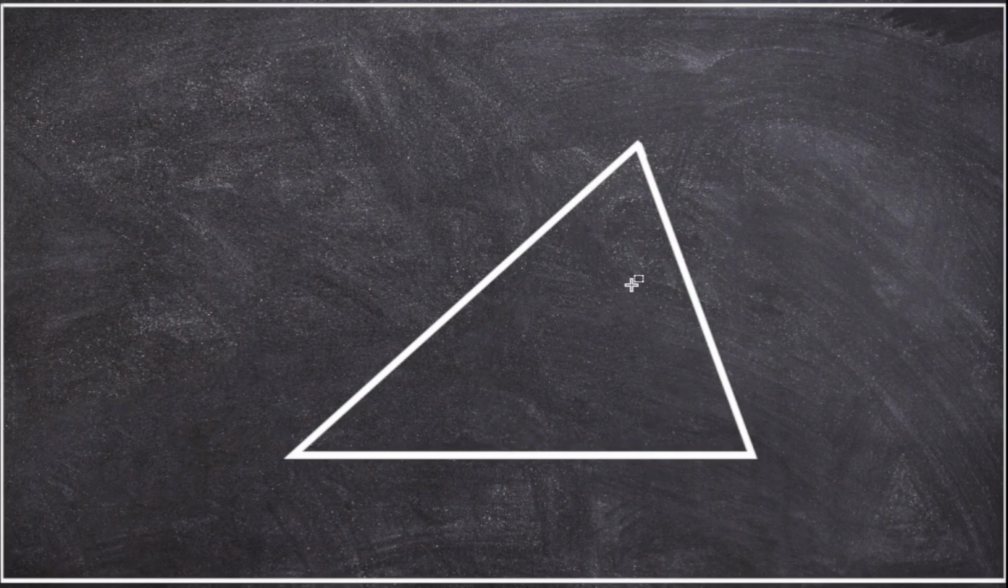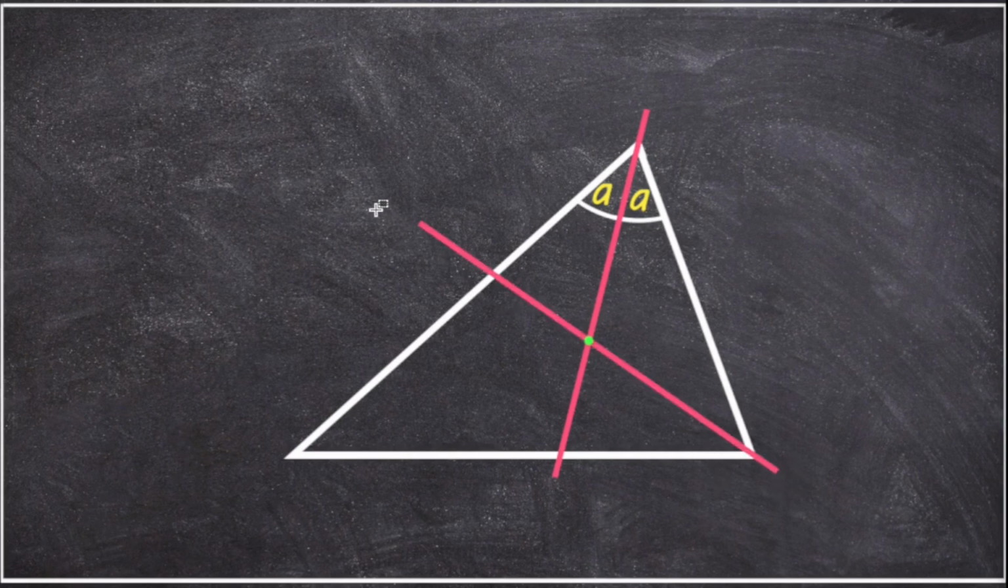We start by picking one of the angles. Let's select the top angle, and we draw an angle bisector which passes through the opposite edge. And then we repeat that same step on another angle. Let's choose the base angle on the right. We draw a line which bisects the angle and passes through the opposite edge. But bisecting two angles in the triangle results in the two bisectors intersecting.